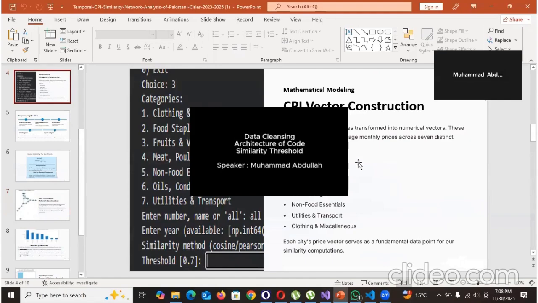For every city, we first convert CPI data into a numerical vector. These vectors represent average monthly prices within each of the seven categories such as food, staples, meat and dairy, utilities, and transport, and so on. By structuring the data this way, every city gets a clean and consistent price profile. These vectors are the backbone of all similarity calculations and allow us to compare cities in a meaningful mathematical way.